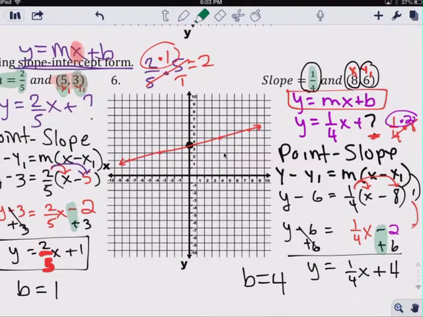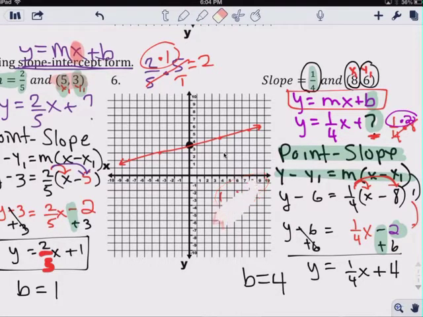When you miss b, you need to use point slope to find the letter b here. So you use y minus y1 equals m times (x minus x1). Substitute, distribute, multiply. Here's the issue: 1/4 times 8, cross cancel, that's a 2. 2 times 1 is 2. That's how I got this 2 right here.